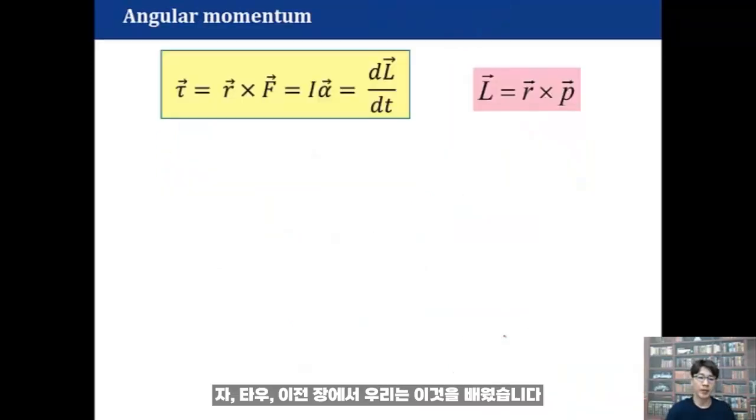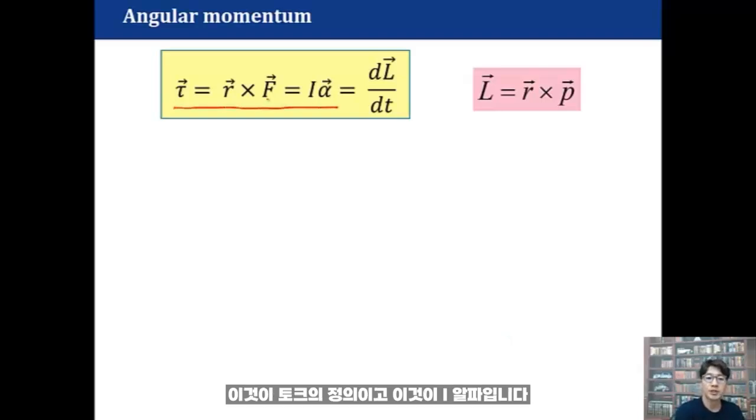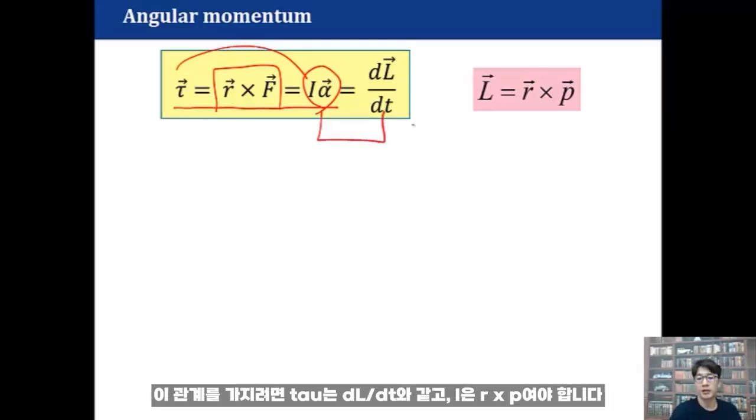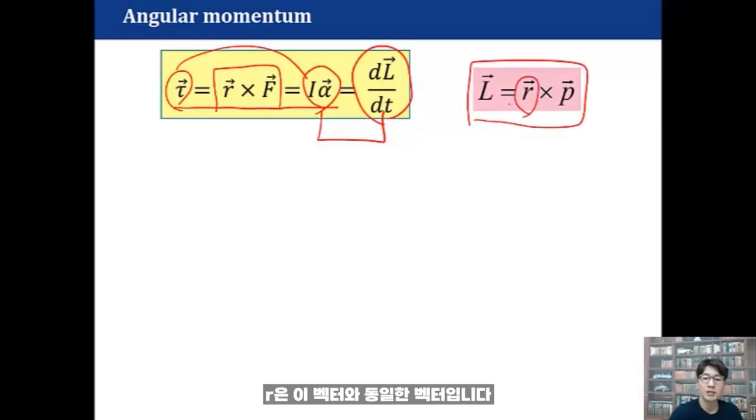So now tau, in the previous chapter we learned this. This is the definition of torque, and this is I alpha. And now in this chapter we learn this, and L has this relation. Tau is equal to dL/dt. L should be r cross p. r is a vector, the same vector as this one.